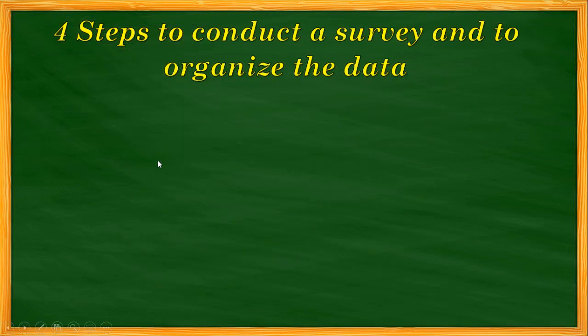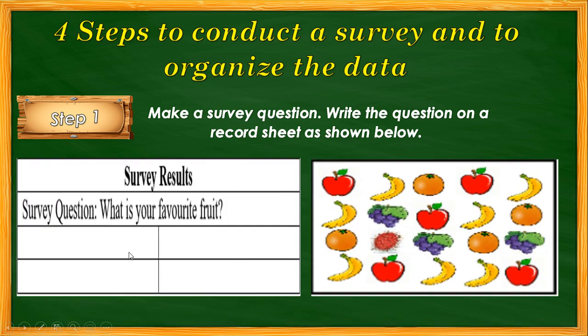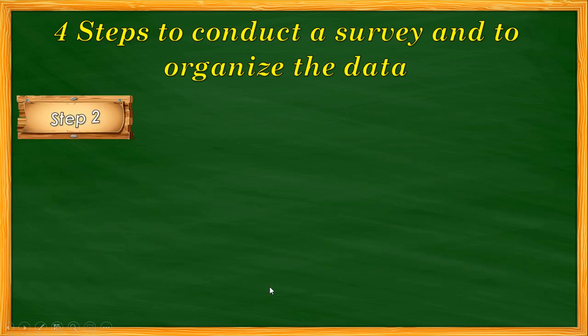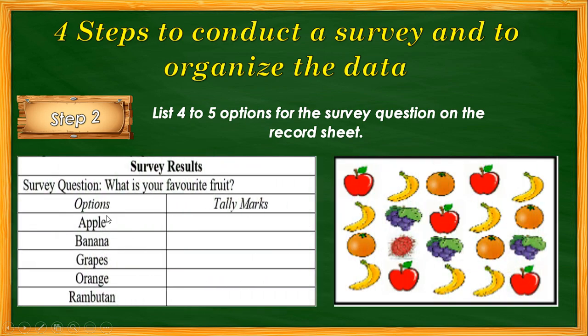So we're going to organize this data. There are four steps to conduct a survey and to organize the data. So first, make a survey question. Write the question on the record sheet as shown below. So this would be the survey question: what is your favorite fruit? This would be apple, banana, orange, grapes, rambutan. Step number two, list 4 to 5 options for the survey question on the record sheet. So this would be the options: apple, banana, grapes, orange, and rambutan.